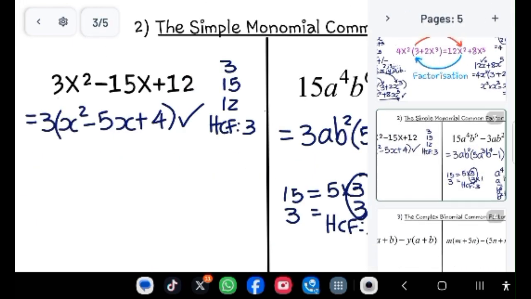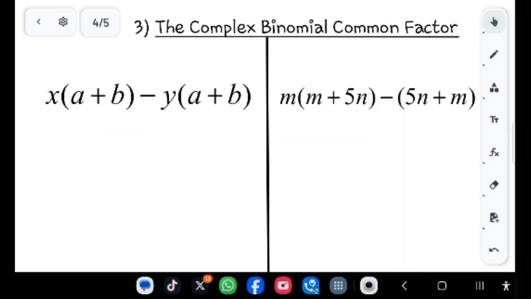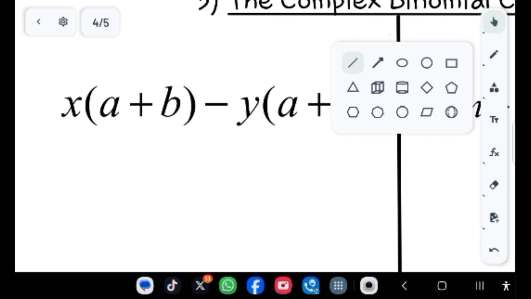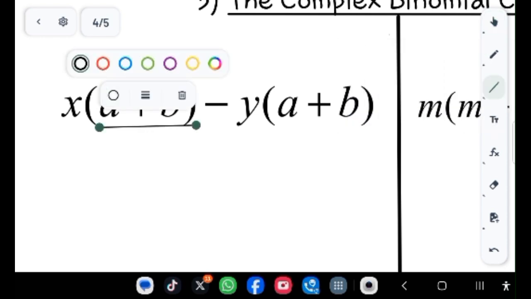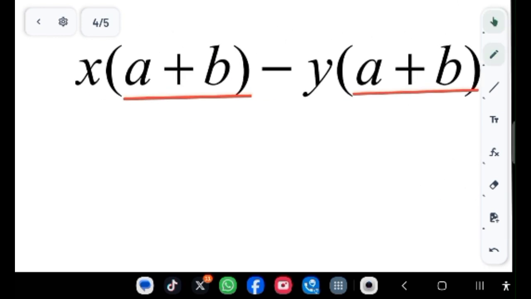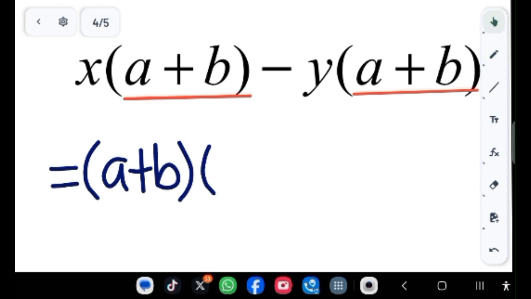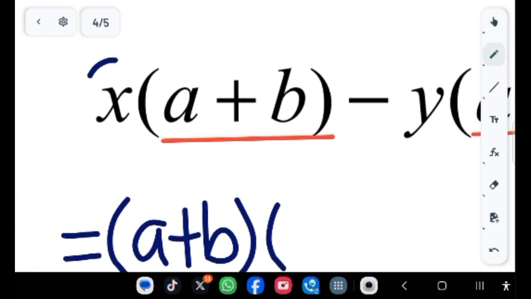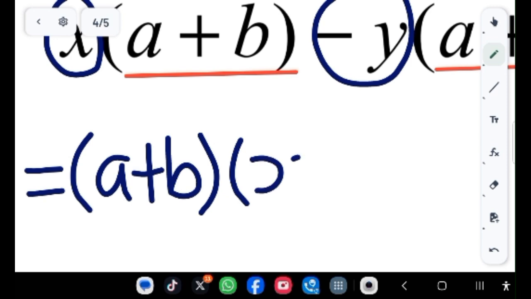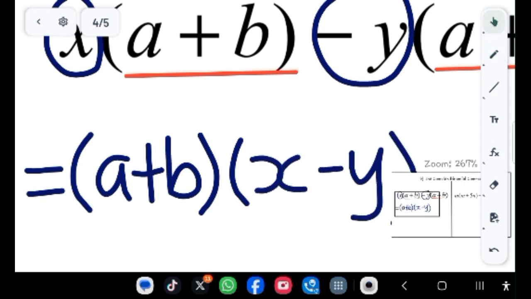Next, let's look at what happens when your common factor is actually a binomial. Now let's look at this question. Factorize by taking out a common factor. First, underline the common things. Here is the common thing. You've got a plus b in one bracket, and then you've got the same in the other bracket. That's your common factor. That's what you take out. So you go equals a plus b. Now, what we have left is what we put in another bracket. So that will be x minus y. And that's it. You're done.